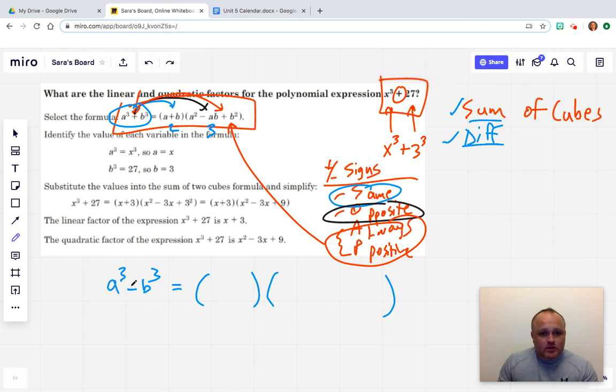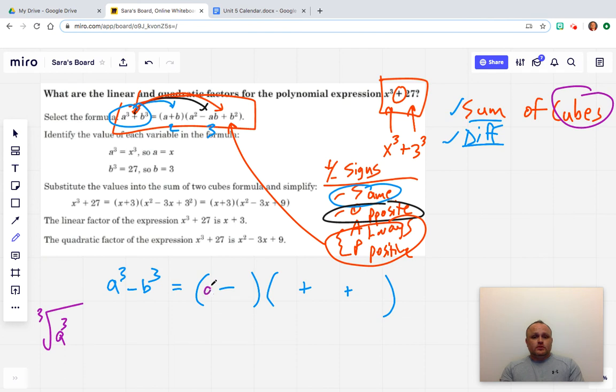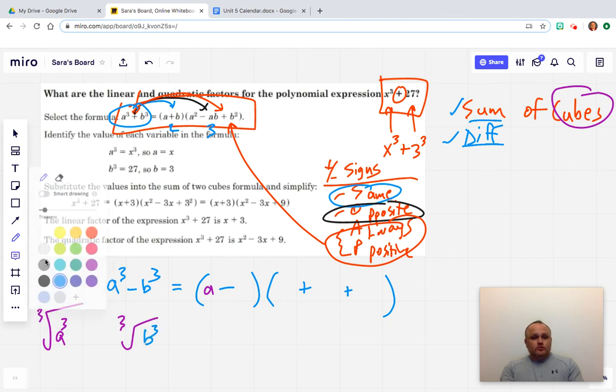The signs would be same, opposite. This was a negative, so this opposite would be a positive. And then it doesn't matter here, because this is always positive. Now we just have to figure out what are these 5 terms that I draw. So the first step is the cube root of this first term. Because these are cubes, the cube root of this first term is just a. The cube root of the second term, which is b cubed, would go to b.